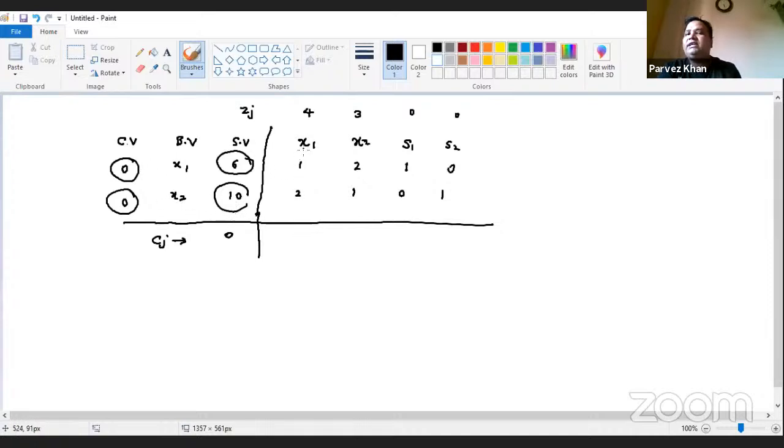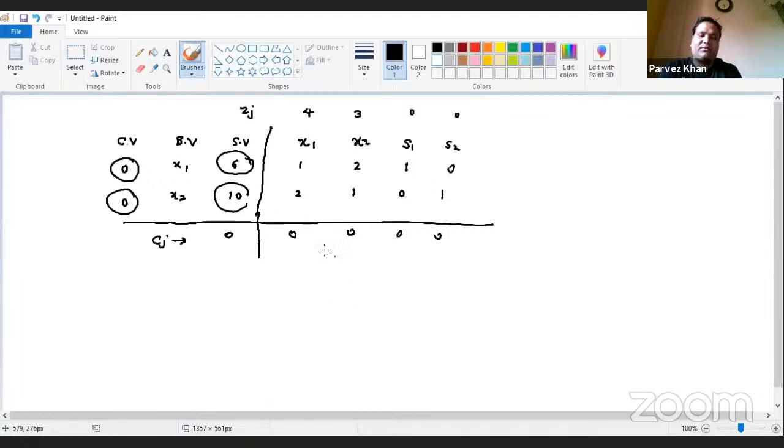Same thing we have to do for each variable. For X1 also, we have to do the same thing. So 0 into 1 plus 0 into 2, you are going to get 0 only. 0 into 2 plus 0 into 1, you get 0 only. But if they give you a table directly, they can give any value. Maybe instead of 0, 1 and 2 will be written here, and the full table they will give you. So no need to worry about how we get C, CJ or ZJ values. They are going to give all the values in the table. You just have to identify.